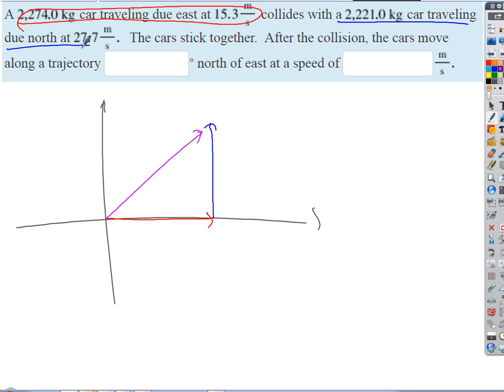So then when you solve for, this would be the angle, wouldn't it? They want to know along the trajectory, how many degrees north of east. So there's how far it is north of east. It's just the arctangent of the blue magnitude divided by the red magnitude.